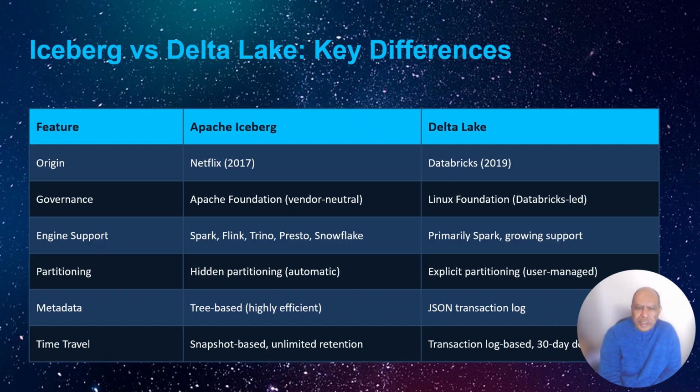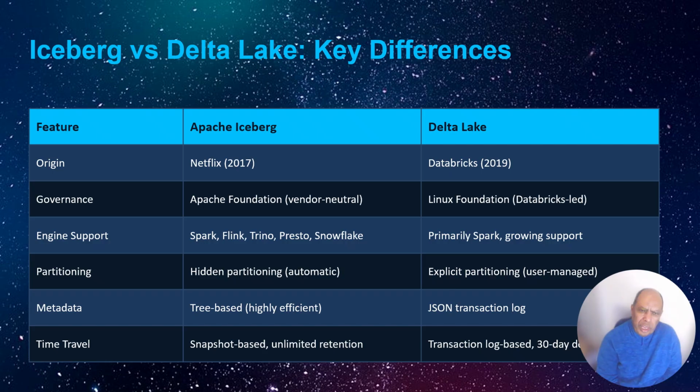So let us start with the origin and the governance. Iceberg was created at Netflix in 2017, and it is governed by the Apache Foundation, making it truly vendor neutral, while Delta Lake came from Databricks in 2019, and it's governed by the Linux Foundation. Though Databricks remains the primary contributor, both are open source, but the governance models differ.